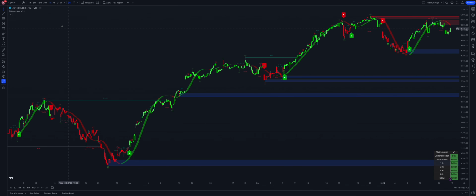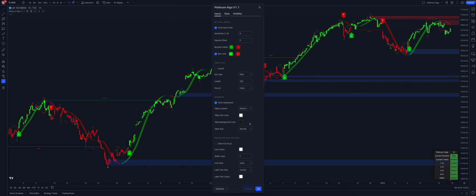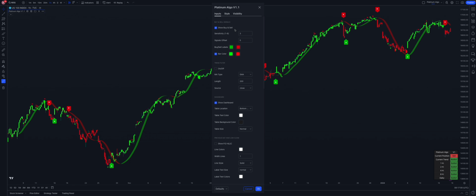I want to run over some settings of the Algo indicator. When you first get it, you won't have all these settings turned on. You'll see the default settings, which will be this right here. The Algo indicator runs on a sensitivity of 1 to 6, with 1 being the most sensitive and 6 being the least sensitive. We recommend using values between 3 and 6.